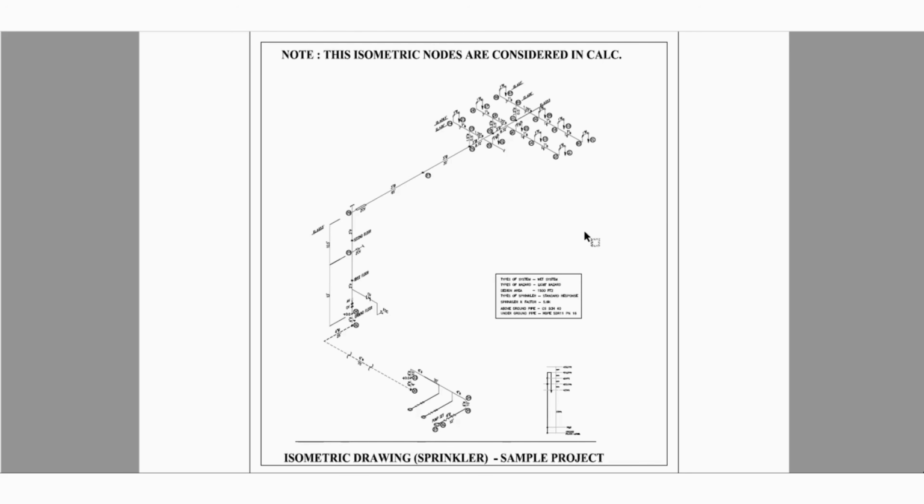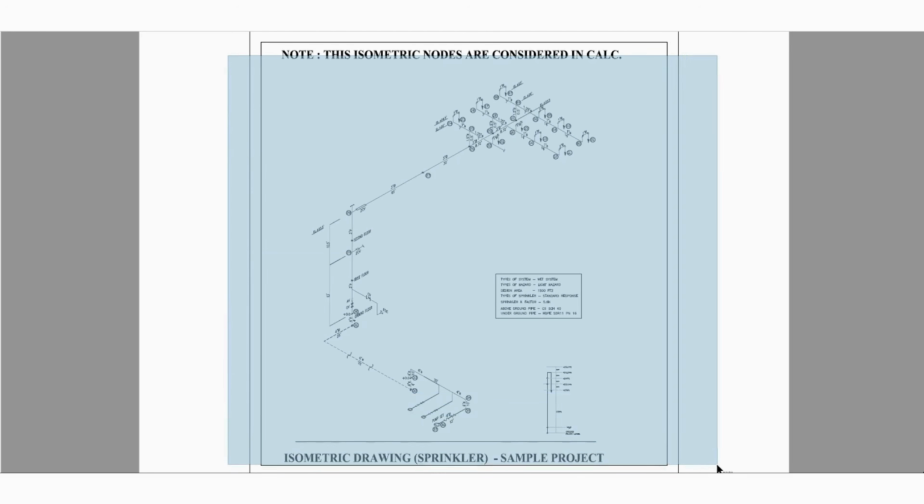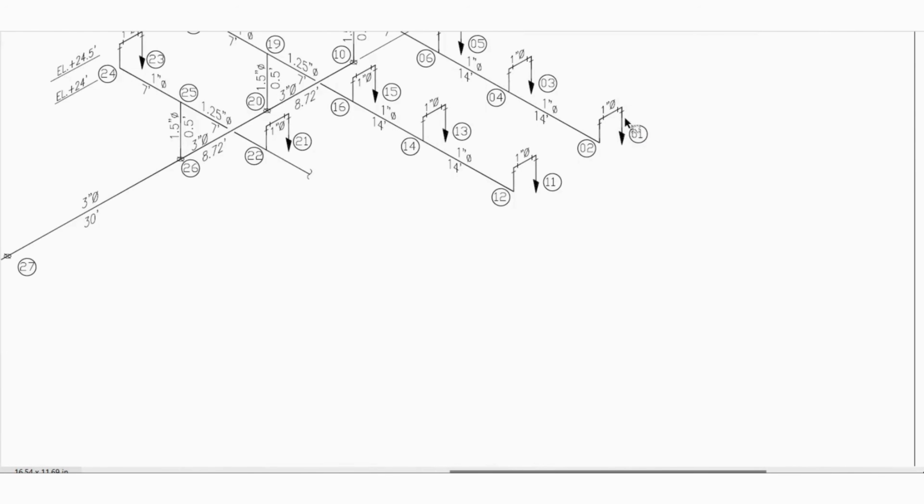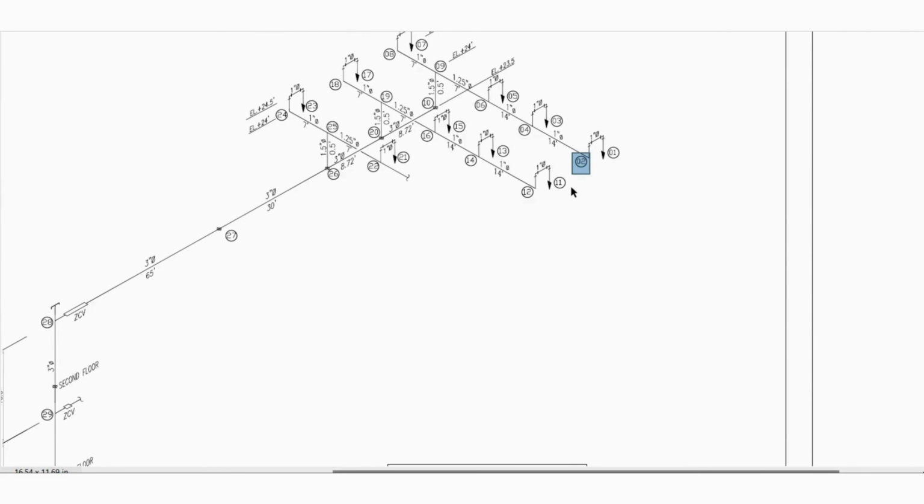So we are going to consider this particular isometric for our calculation for the sprinkler system. Here what I have done is just modify the node numbering, since I already told you we can change the node numbers as we like.